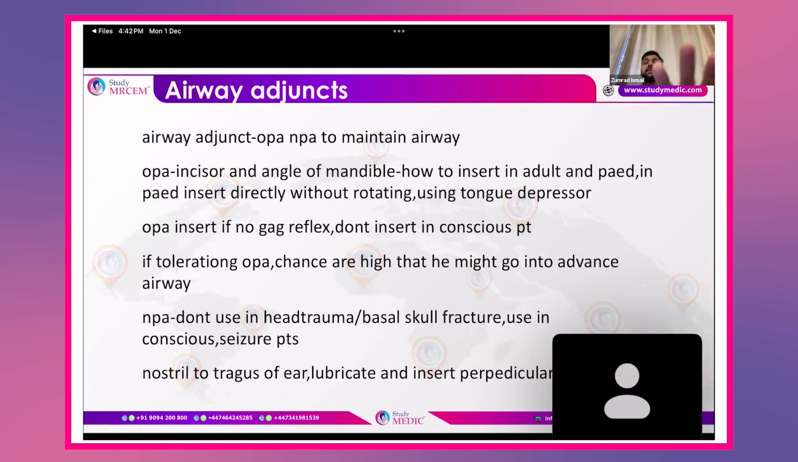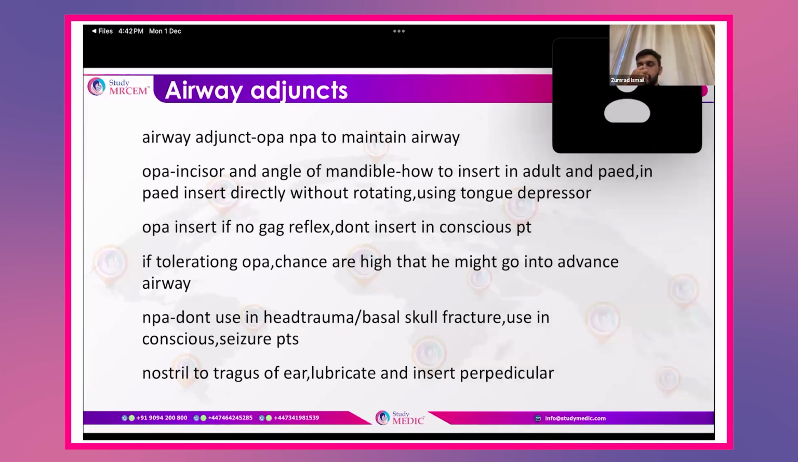Now moving on to airway adjuncts. It can be asked as an individual station about airway adjuncts, to teach a junior doctor, or basic airway management can be asked. Anything can be asked in that case, and it is very important to know about airway adjuncts. Airway adjuncts are mainly the oropharyngeal airway and the nasopharyngeal airway. It is used to maintain the airway.